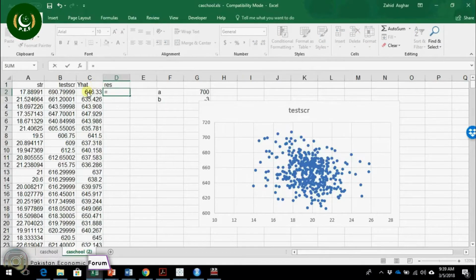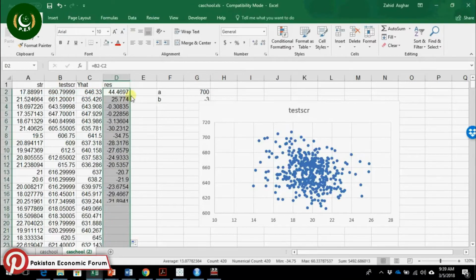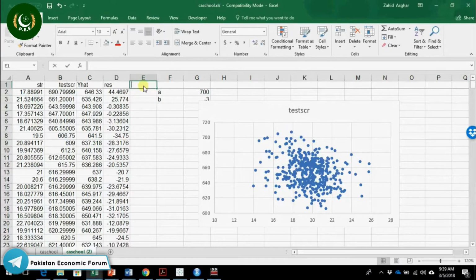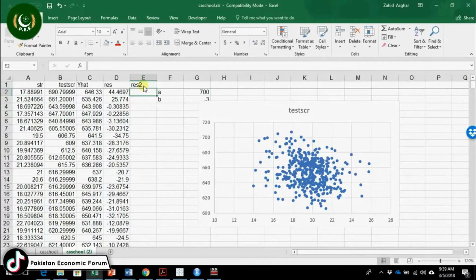Y minus y hat, that is your residual. And the sum of residuals should be equal to 0. And this is the residual square. What you try to minimize is the sum of squares of residuals.